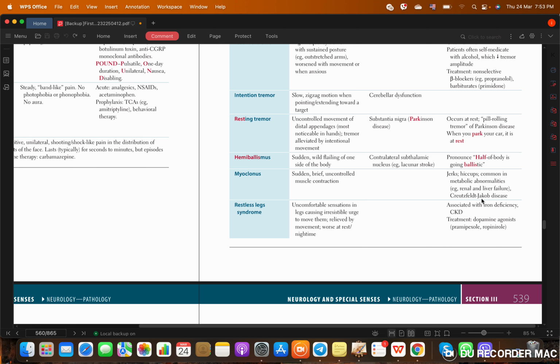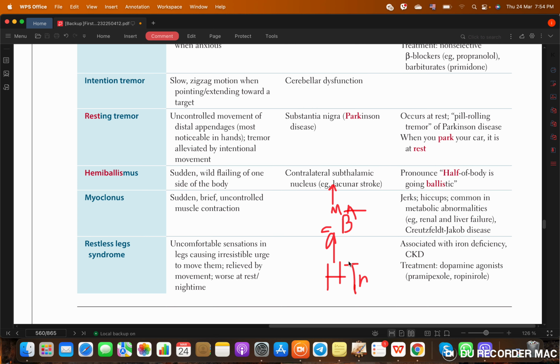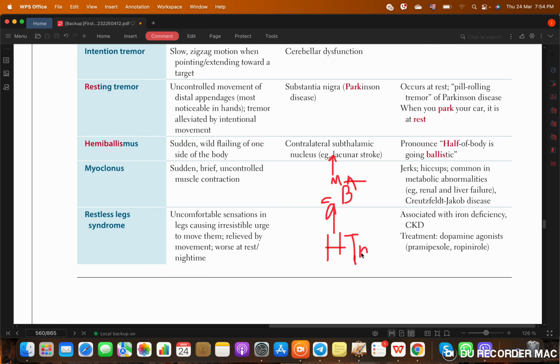Hemiballismus, if you remember, we spoke about this the other day. It's a subthalamic nucleus hemorrhagic infarction, due to a lacunar stroke that happens as a complication of microaneurysm. You remember the Charcot-Bouchard aneurysm that is led by hypertension. That happens because of hypertension, chronic hypertension. Okay, the next thing is myoclonus.